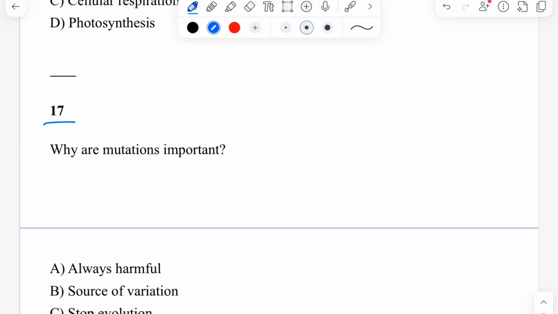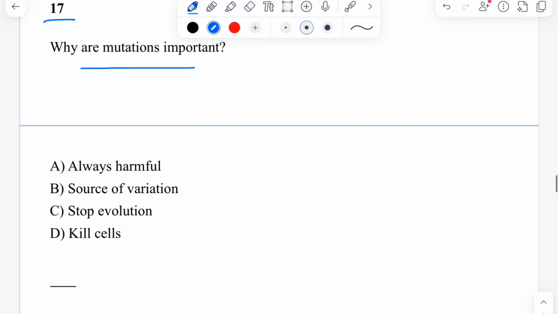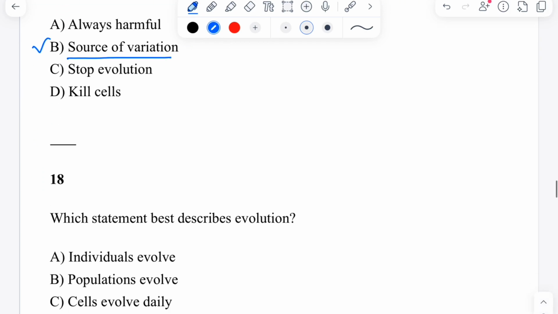Number 17. Why are mutations important? A. Always harmful, B. Source of variation, C. Stop evolution, and D. Kill cells. It's easy. Source of variation, B. For what? Mutations introduce new genetic variation into the population. Without variation, evolution cannot occur.